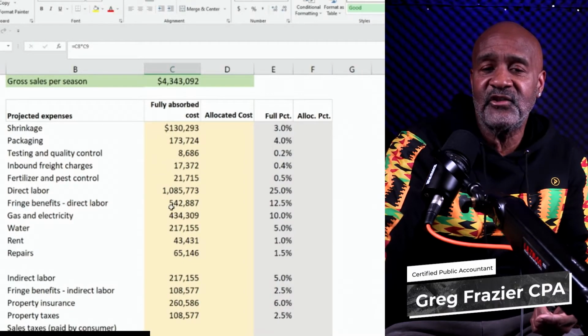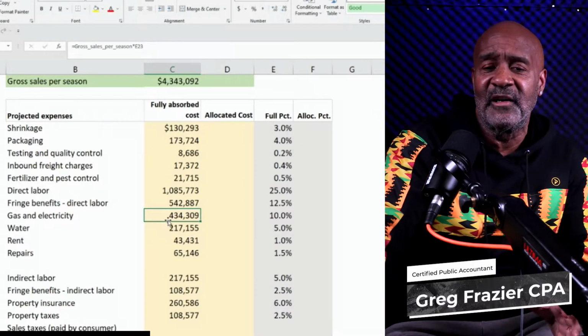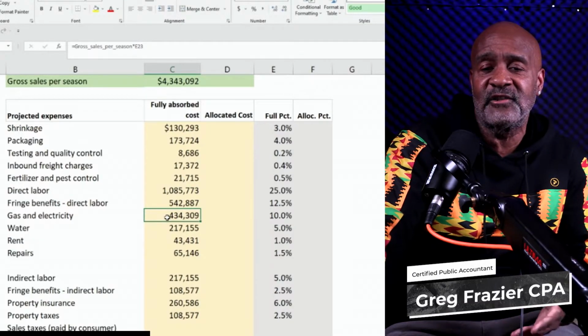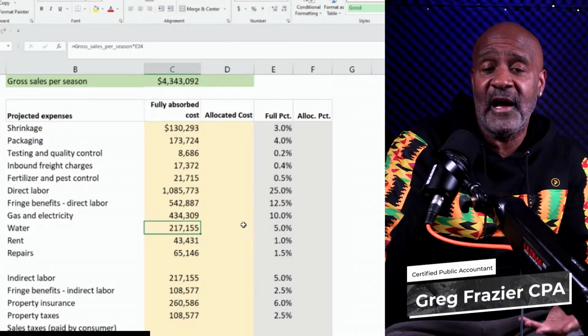So these are all the costs. Some of these costs should be familiar, like the cost of gas and electricity. Notice, in order to get that gross of $4 million, and I'm probably being conservative on these numbers, some of these would probably be a little lower, but we're talking about 10% of that going toward gas and electricity. A large part of that goes toward, obviously, water.